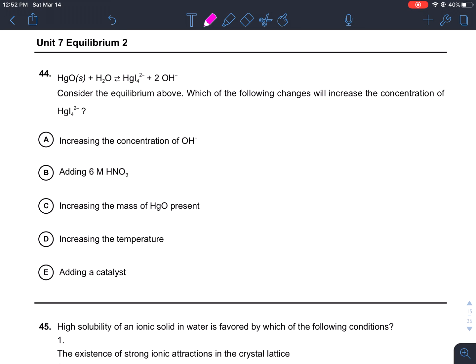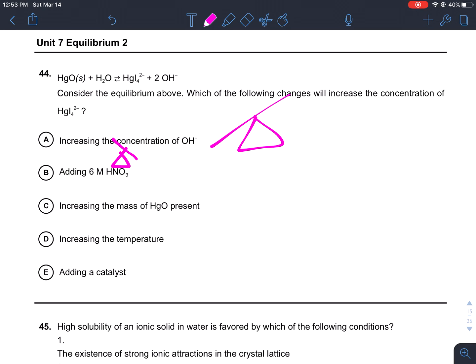All right, number 44. Consider the equilibrium above. Which of the following changes will increase the concentration of that? We're trying to increase this. If we want to increase that, we have to stress the system. If I increase the concentration of OH minus, that means I'm going to increase this guy right there, and that's not right. This is going to cause the right side to come down. That's not what I wanted.